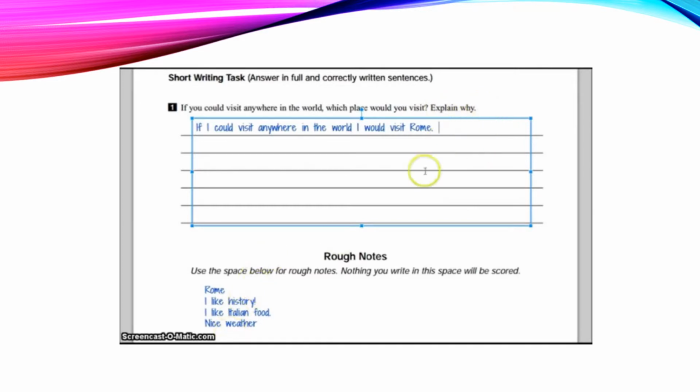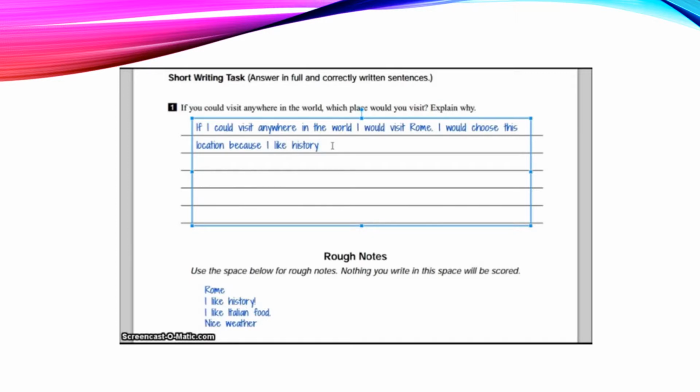So I'm going to use my points here. How about, I would choose this location because, why? Let's say, well, I like history, so I know what to write. Because I like history. Now, if I end it there, I haven't really connected what history has to do with Rome yet, even though it might seem obvious. But I need to do that in my answer.